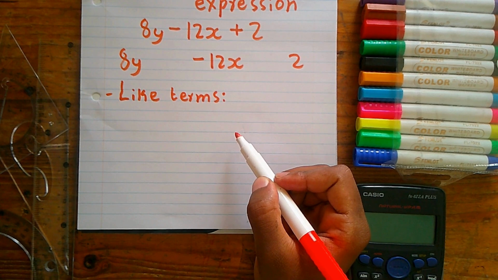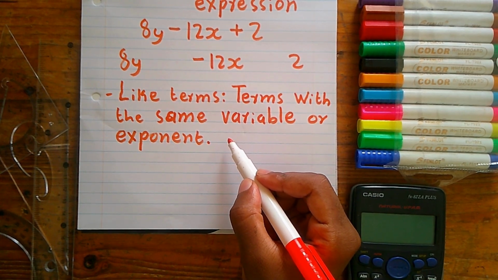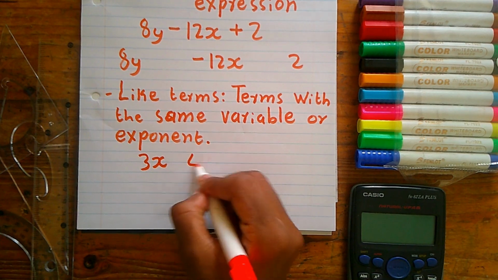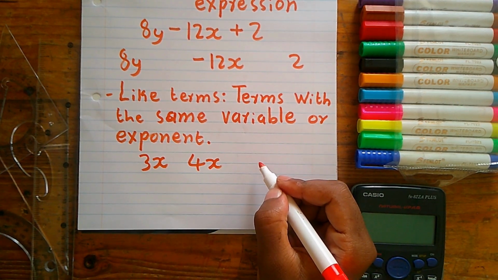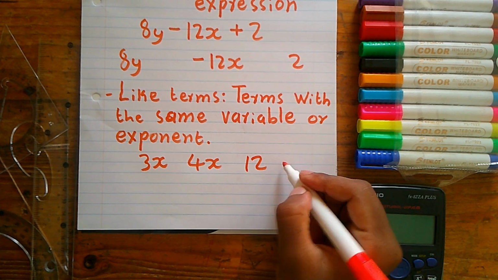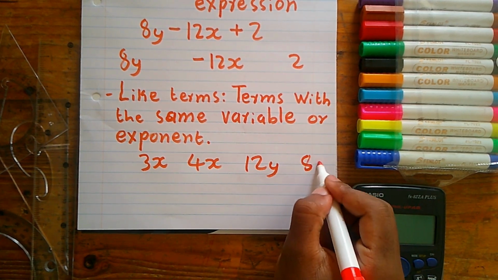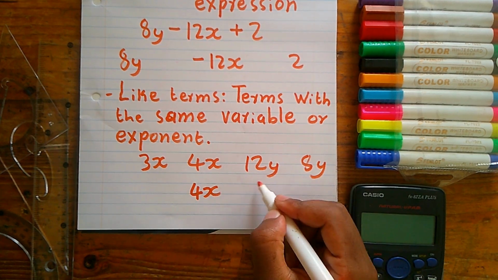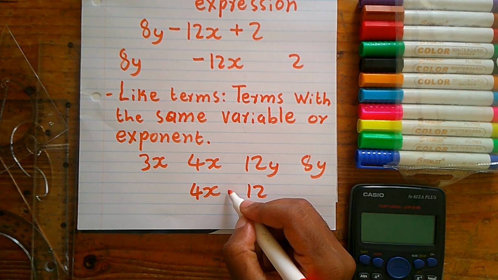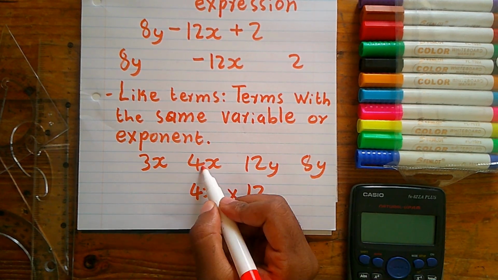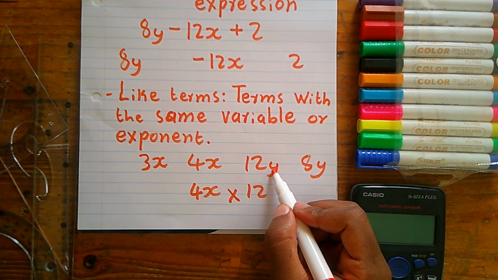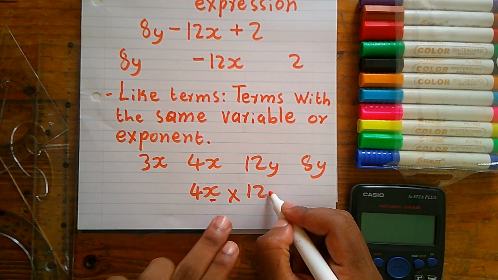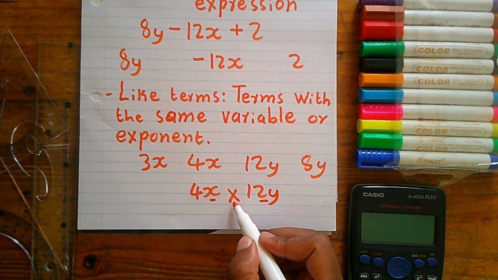Next, we have like terms. Like terms are terms with the same variable or exponent. For example, 3x and 4x are like terms, and also 12y and 8y are like terms. However, 4x and 12y are not like terms.